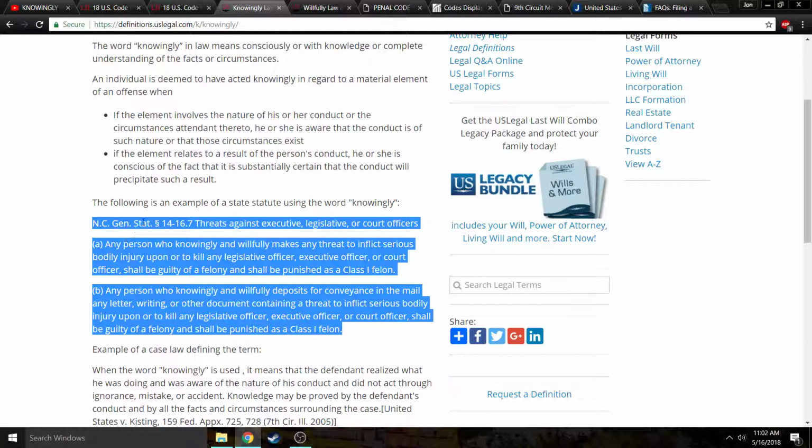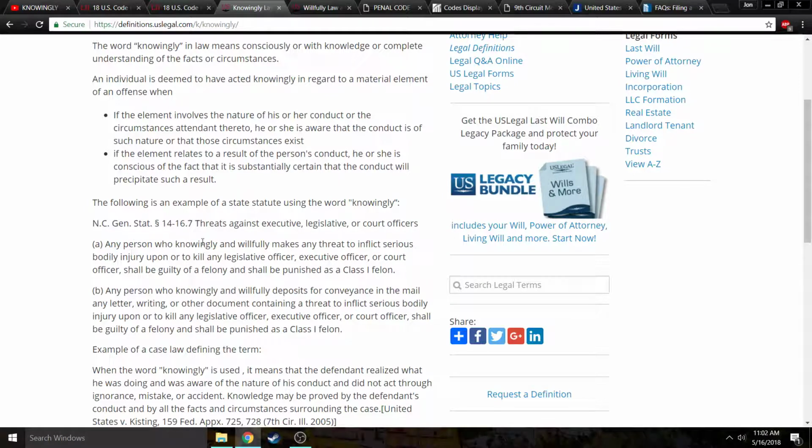So this is a North Carolina general statute. It is based in common law. You know that because they use willfully in there. If they used one of the model penal code terms, then you know it wouldn't be based on general common law.